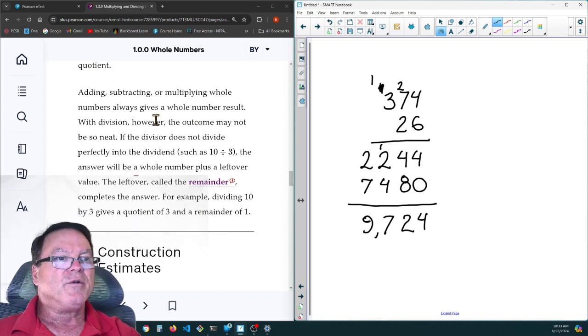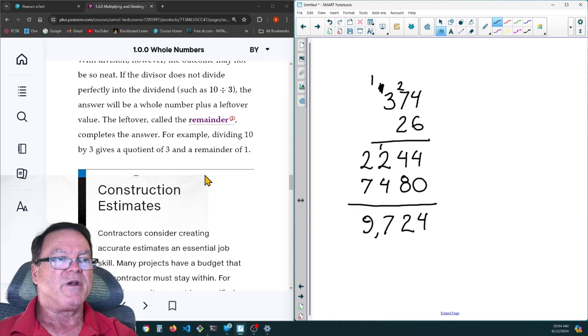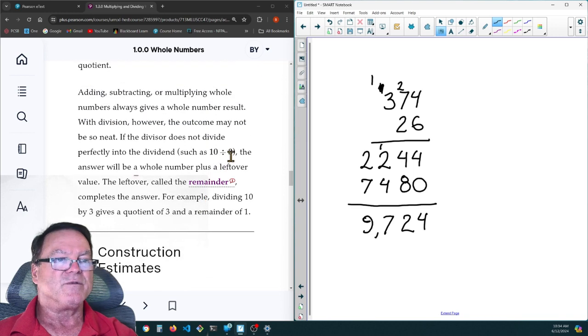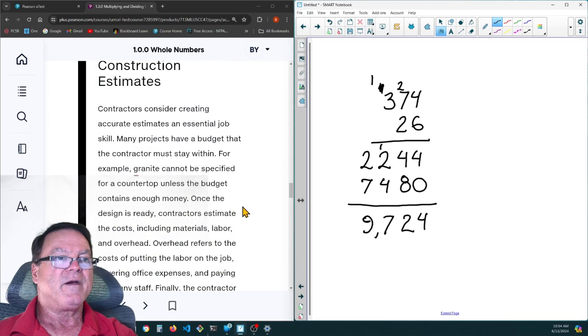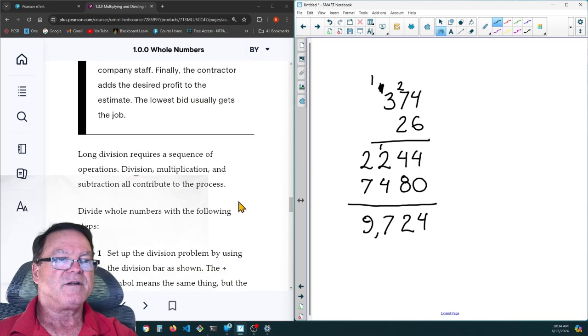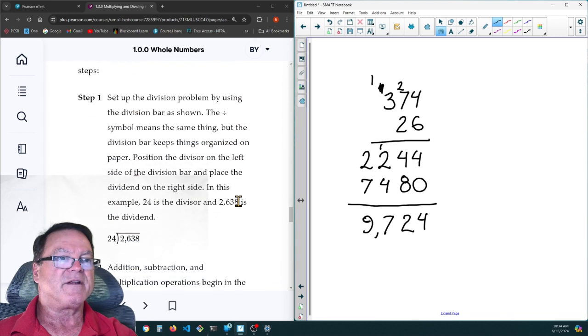Adding, subtracting, or multiplying whole numbers always gives a whole number result. With division, however, the outcome may not be so neat. If the divisor does not divide perfectly into the dividend, such as 10 divided by 3, then the answer will be a whole number plus a leftover value. The leftover value is called the remainder. So here they would say 10 divided by 3 equals 3 with a remainder of 1. Okay, let's go on. Let's see if they give us any practice.